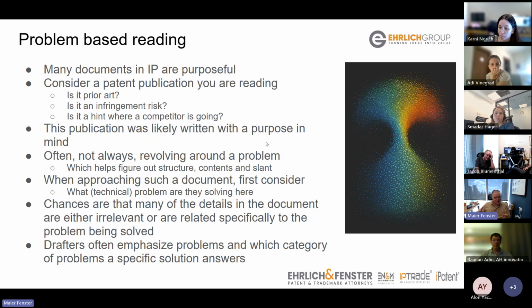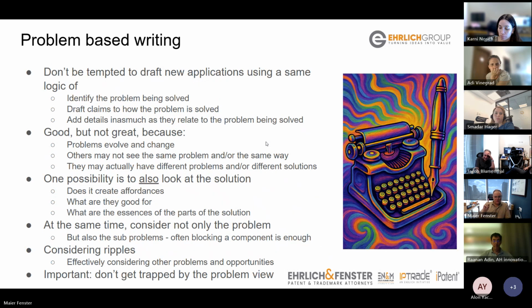Okay, what about when we write a patent application? I'm saying don't be tempted to use this simple logic of identify the problem being solved, draft claims to how you solve it, and add details to the extent that you need. It's good, okay, it passes a minimum bar, but the problems that you identified are going to evolve and otherwise change. Other people are not going to see the same problem and they're not going to see it the same way. And they might also have other problems and other solutions.